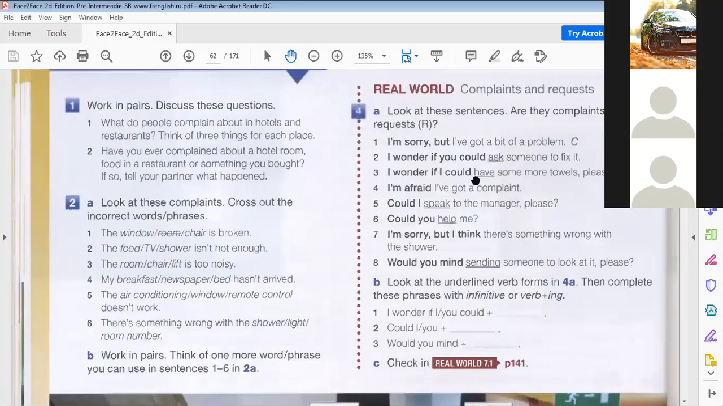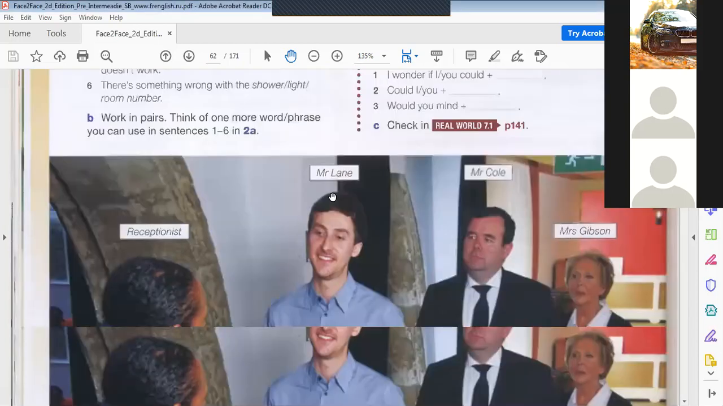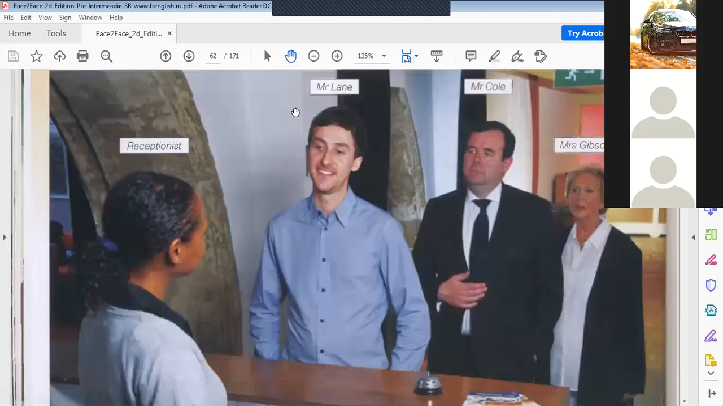Okay. Now, I don't know if you can remember, but can you remember the second part of the question? It says, what are the receptionist's solutions to each guest's problems? Can you remember the solutions, what she offered? For example, when Mr. Lane complained about the remote control not working, can you remember what she said? Maybe, I'm sorry about that. Just sorry, that's all? Or did she maybe send someone to fix it? Did she say she'll send someone to fix it?